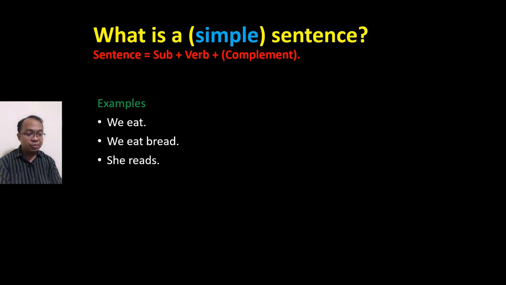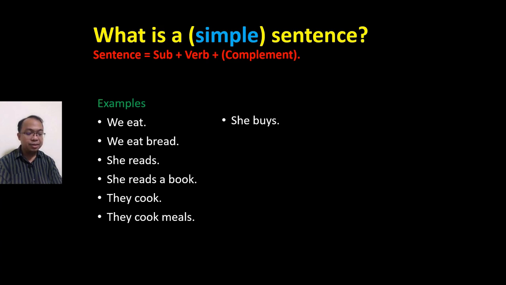Let's see these ones. She reads. Is it a sentence? She reads a book. Is it also a sentence? And how is it different from the previous ones? Alright. Okay, let's see some more. They cook and they cook meals. Please do a comparison. They cook and they cook meals. You see? One is without meals and the other one is with meals at the end.